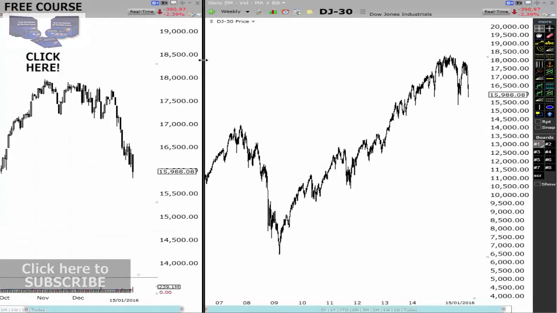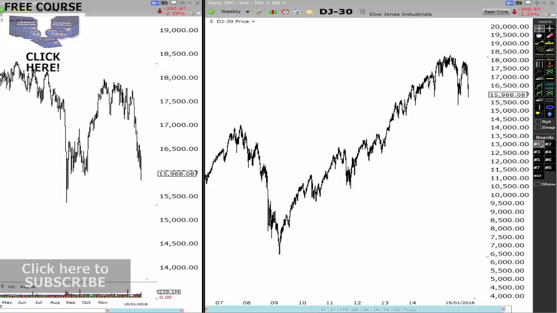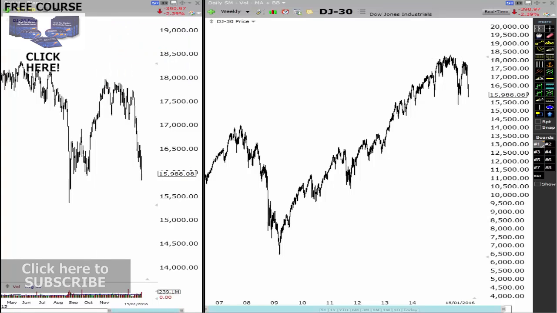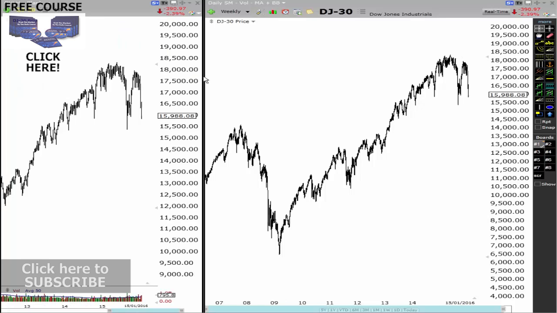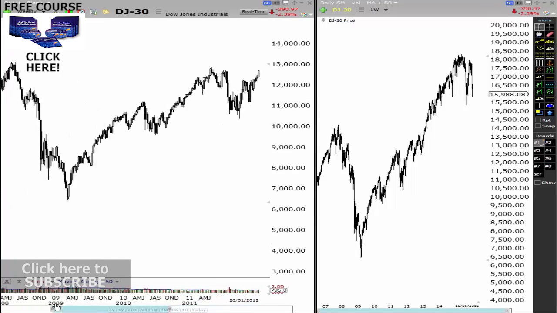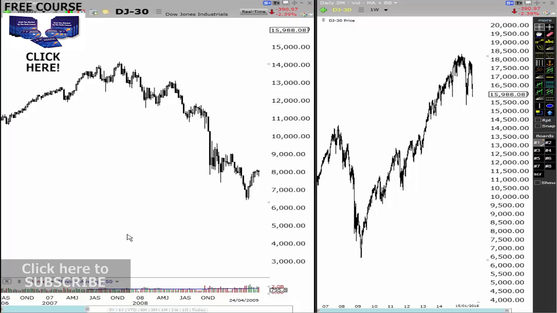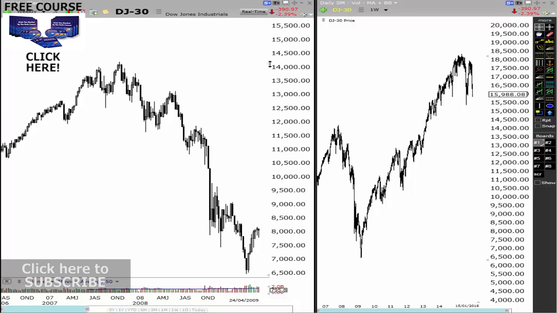Alright, so let me just get straight into this right now, and I want to bring up two different time frames. We're going to bring up the Dow Jones to the left here, and the Dow Jones to the right over here as well. I want to scroll back to 2008, and I want to really blow up the 2008 stock market crash. This is the Dow Jones to the left, weekly chart. This is the Dow Jones to the right, weekly chart, and I want to show you what I've been noticing.